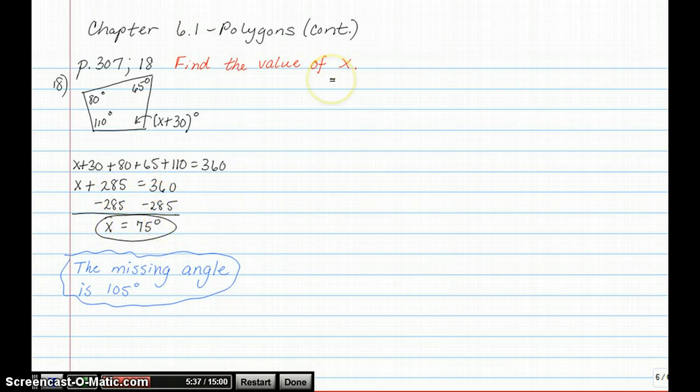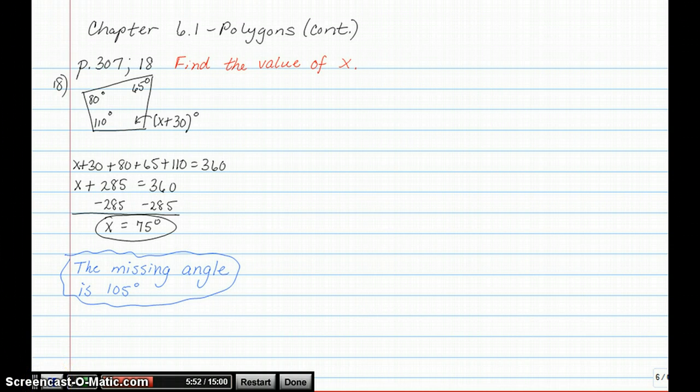That's what's being asked for, but if you needed to find the missing angle right here, you'd add 30 to 75 degrees, and you would get the missing angle's measurement, which is 105 degrees. This now completes the Chapter 6.1 recording.